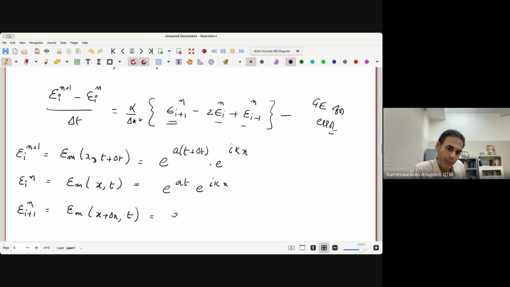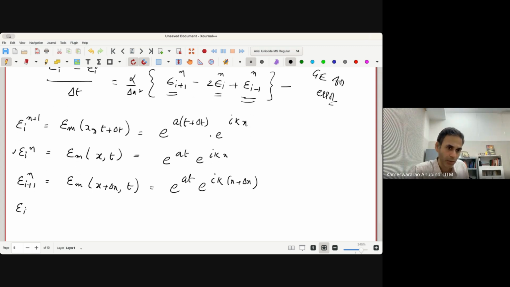That is going to be e to the power a t, e to the power i k (x plus delta x). Now epsilon i n we have already calculated. Then I need to calculate what is epsilon i minus 1 n. That is going to be epsilon i minus 1 n, because it is i minus 1, we are going to x minus delta x, and it is n, so this is at time level t.